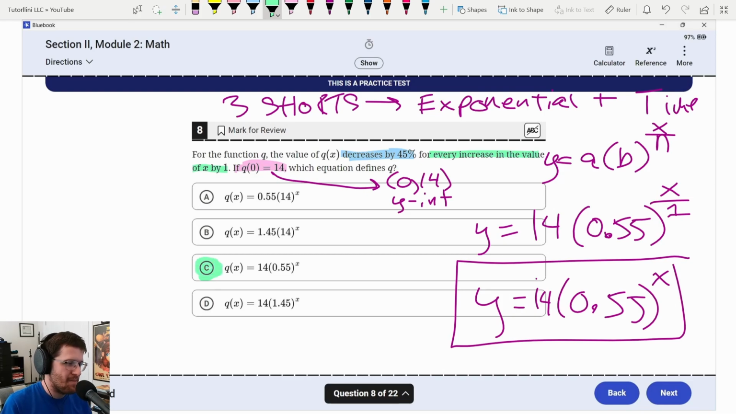You'll kind of notice though, guys, you really only needed to know that the multiplier was 0.55 to get this one right. So that's really crucial. You see all these other ones are vastly wrong. So understanding percents, super important for the test.